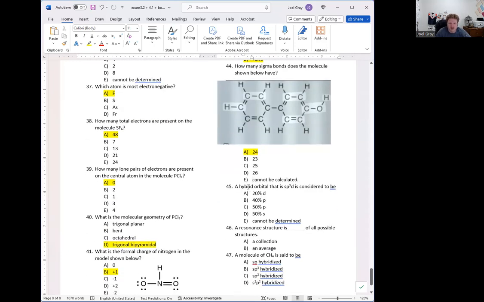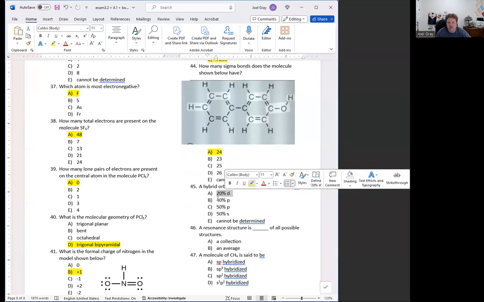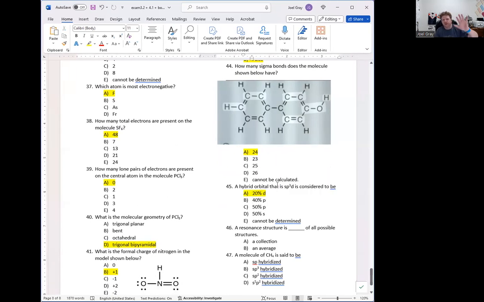Number 45, a hybrid orbital that is sp3d2 is considered to be A, 20% D, B, 40% P, C, 50% P, D, 50% S. The correct answer is A, 20% D, because you've got 6 parts. It's 5 parts, S, P, P, P, D. One of them is D. So 1 out of 5 is 20%. So number 45 is A.